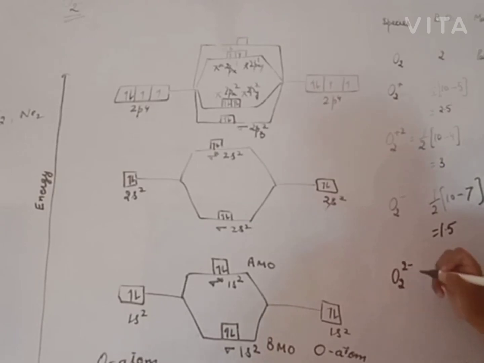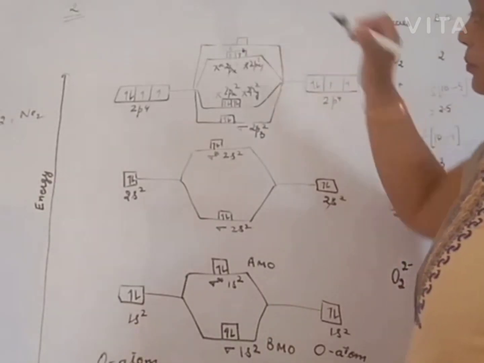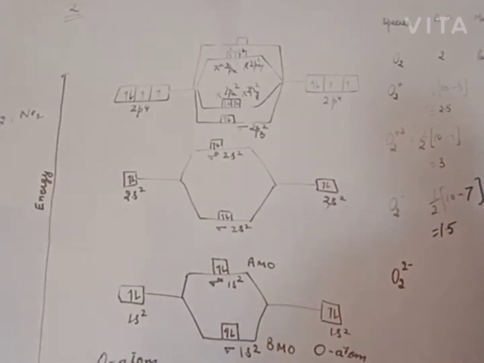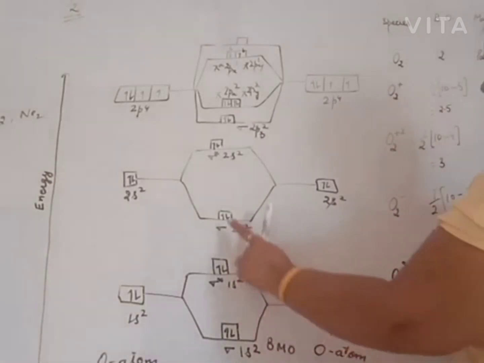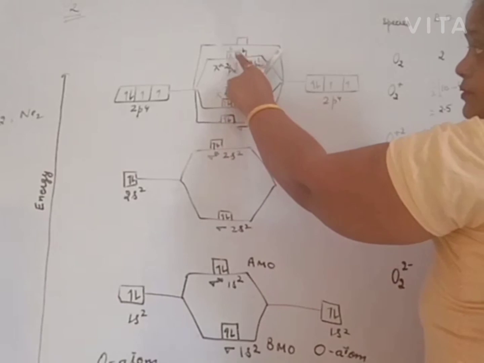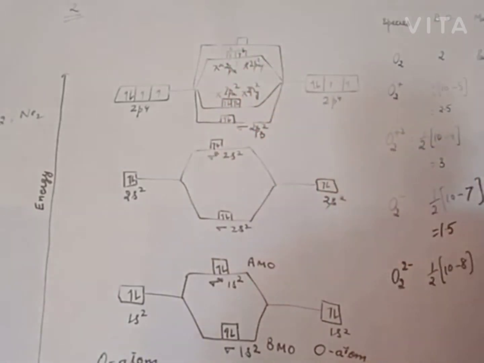Now oxygen di-negative. Di-negative means one more electron comes in. All electrons are paired, so it is diamagnetic. Calculate bond order: bonding electrons are 10 but anti-bonding are 8, 2, 4, 5, 6, 7, 8. The bond order is 1, which means it is the least stable.